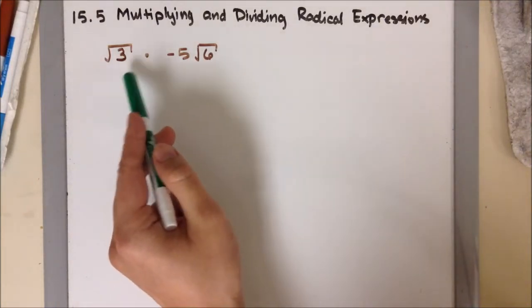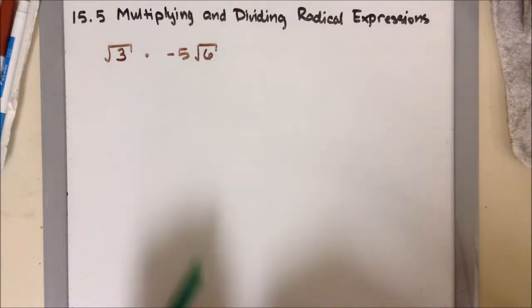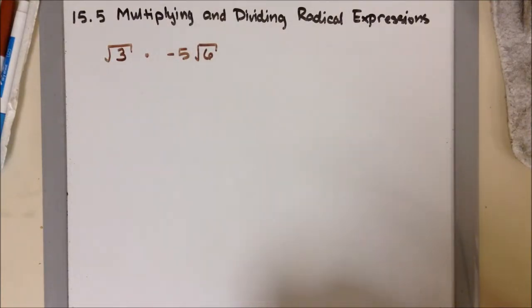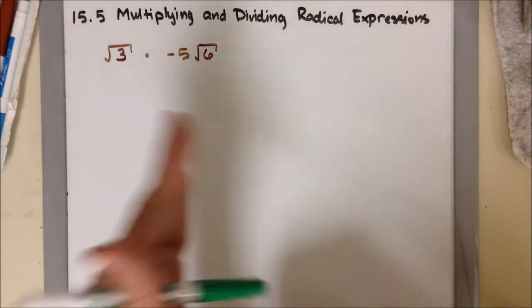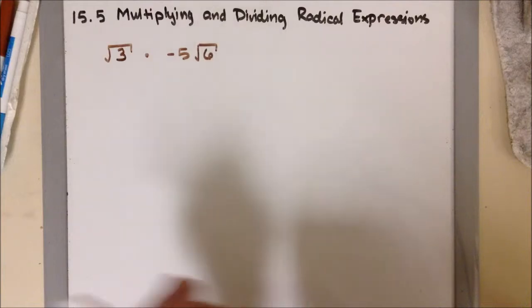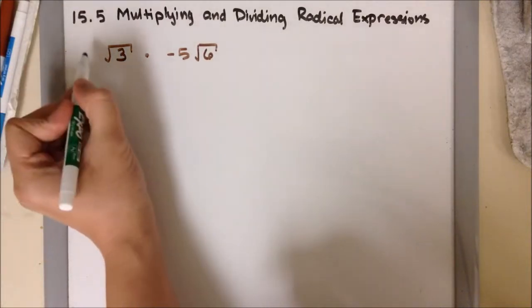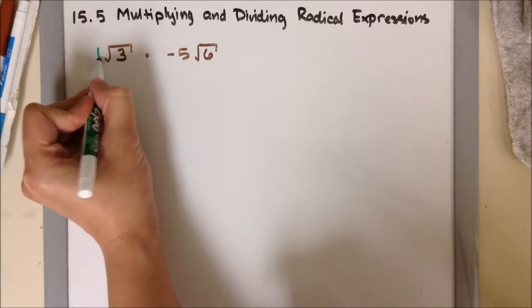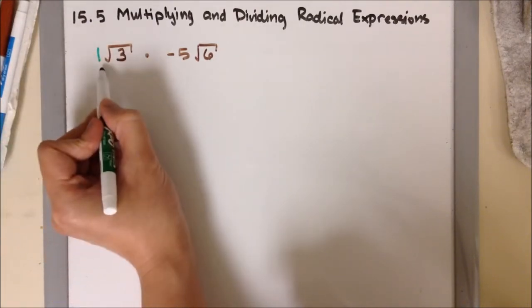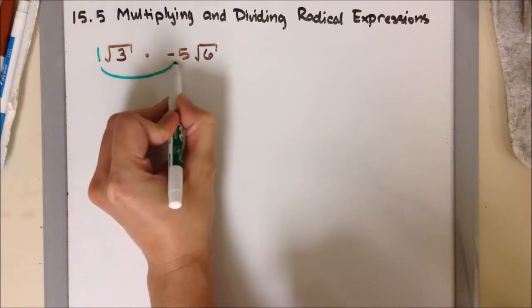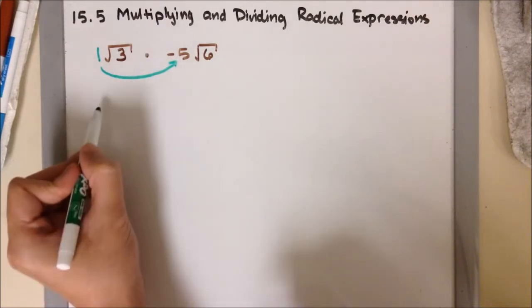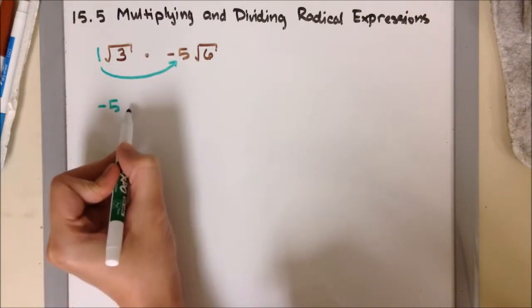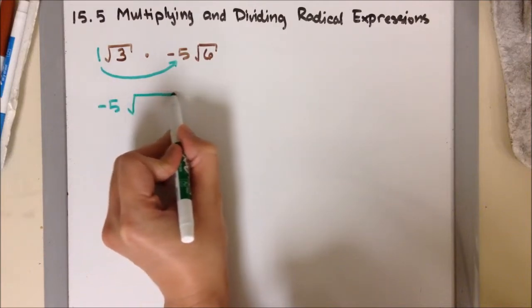I have the square root of 3 times negative 5 square root of 6. So when you're multiplying, and what I meant by multiplying by its respective part, we're going to multiply outside with outside and inside with inside. So here in the first part, square root of 3, it has that invisible 1. So when we're multiplying the 1 with the negative 5, because those are the outside, it's going to be negative 5. And I'm going to put inside the square root.